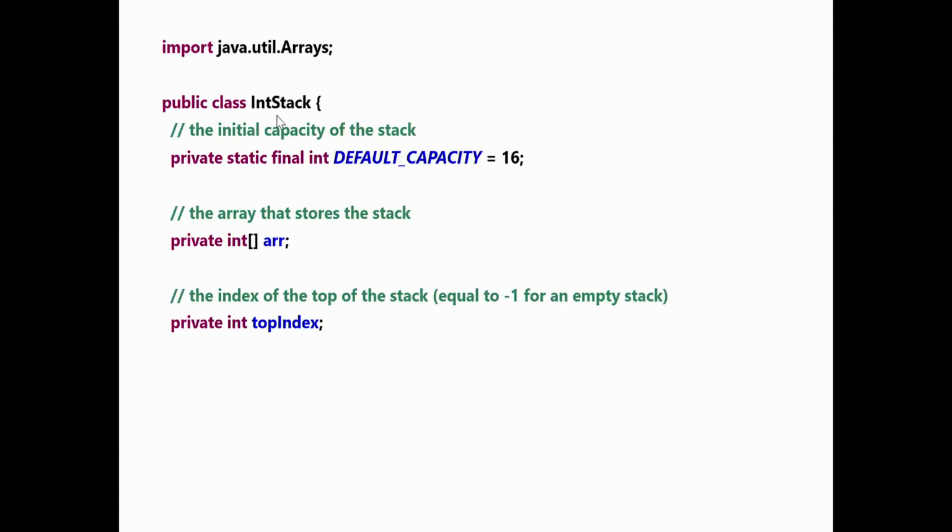So we're going to make a stack of int instead of a stack of string. Internally, we're going to have an array that's just an array of int. And then I'm going to keep track of where is the top element in the stack. That field that keeps track of where is the top element is called top index. If the stack is empty, then top index is -1.